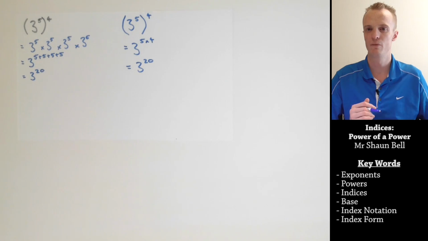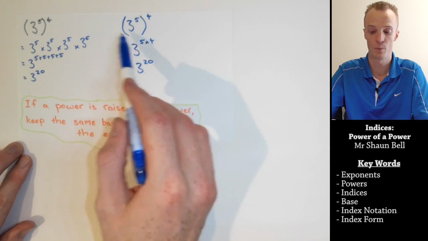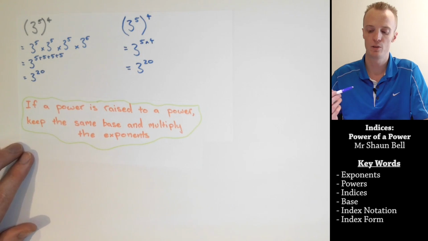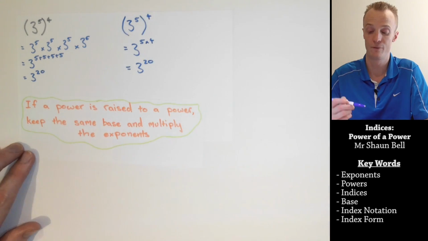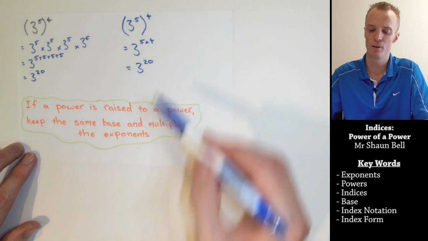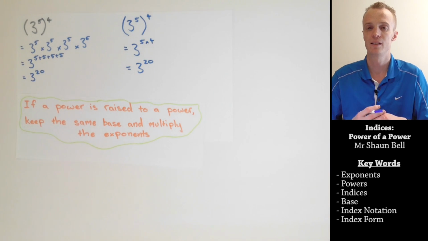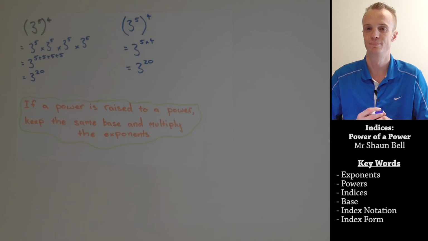And that is where our rule comes in, where if we have a power like we had here, raised to another power, such as this 4 here, we keep the same base and we multiply the exponents together. And that will give us our simplified solution.